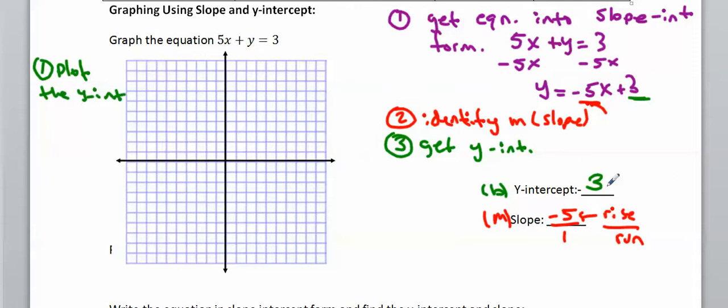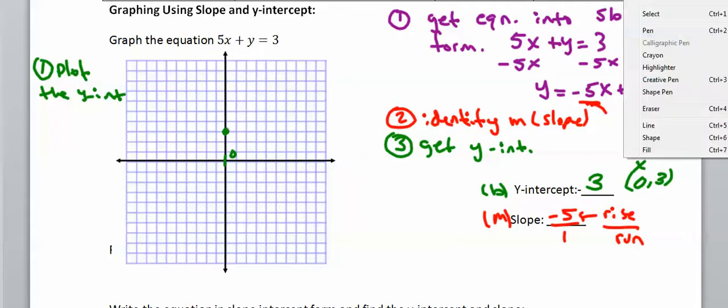Okay, and when I say y-intercept of 3, I really mean the point on the y-axis. Well, every point on the y-axis, x is 0, right? Because I don't have to go over at all to get to the y-intercept, right? I got to be on the y-axis. So my x is 0 and my y is 3. So it's really telling me to plot the point (0, 3). So I go up 3 and plot my y-intercept, right?